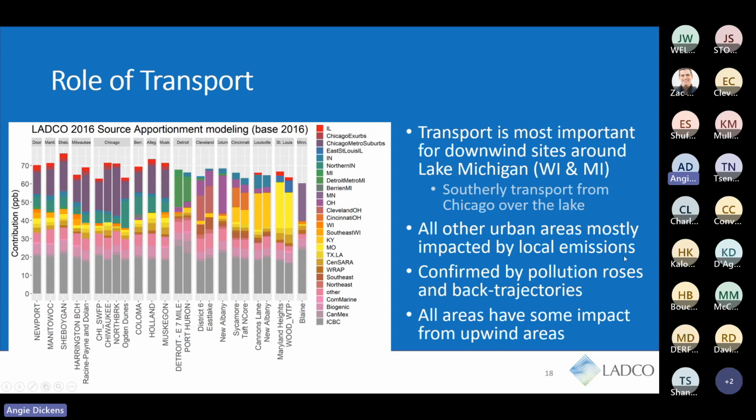And this is confirmed by pollution roses and back trajectories, and is also consistent with the finding that stagnation events, where you're not having a lot of transport, are most important for our urban areas. But transport is really important for the Lake Michigan sites. And as I mentioned before, all areas do have some impact from upwind sites. I'm not saying that there's no impact from transport, but the main source for our urban areas is more localized emissions.